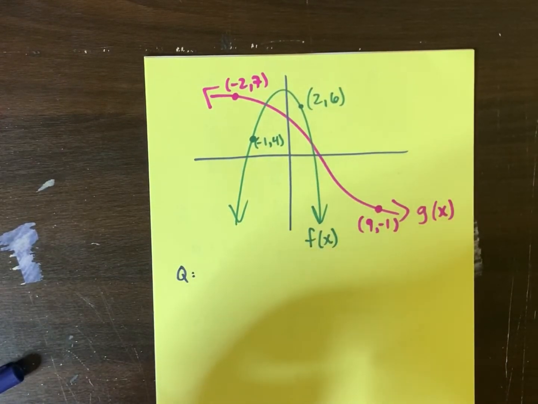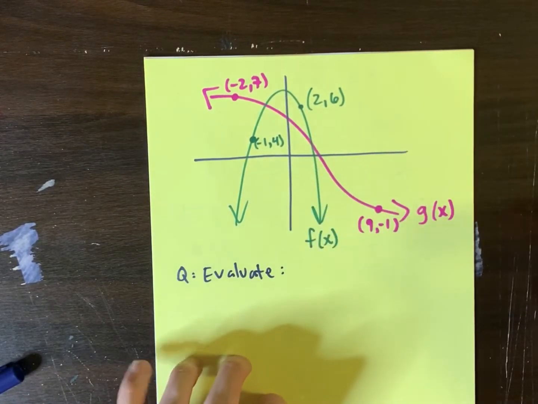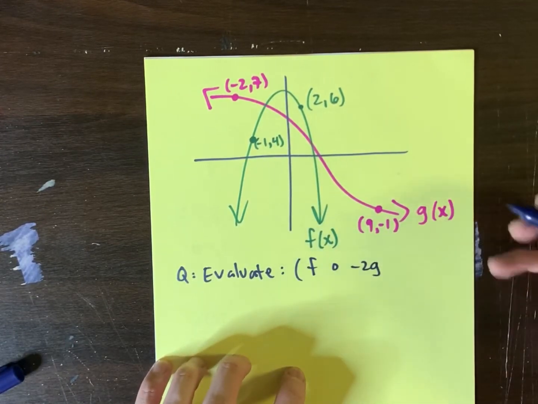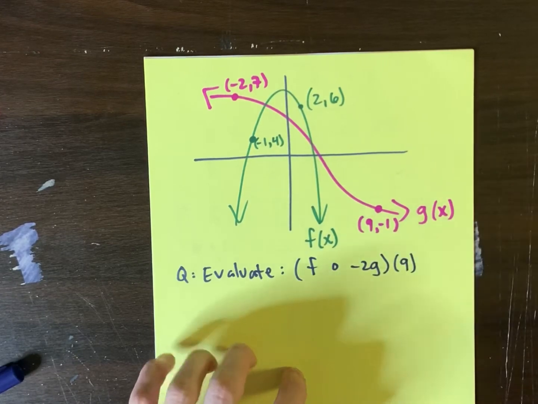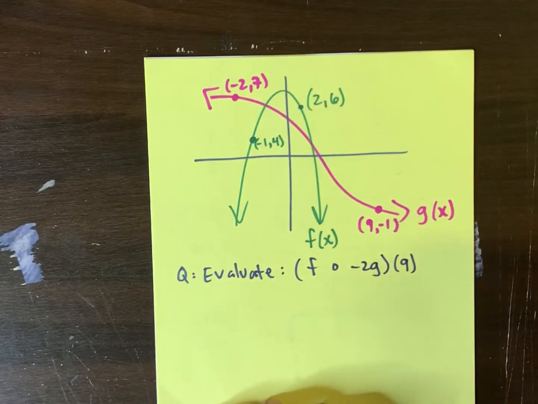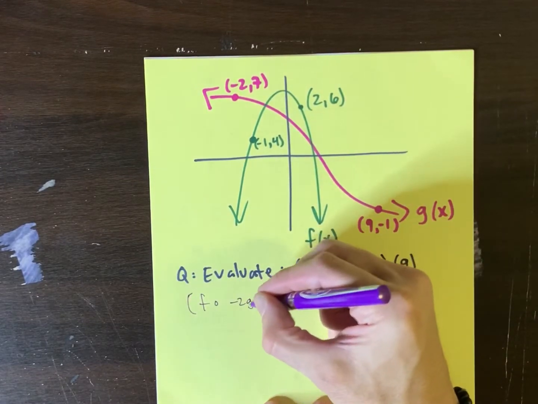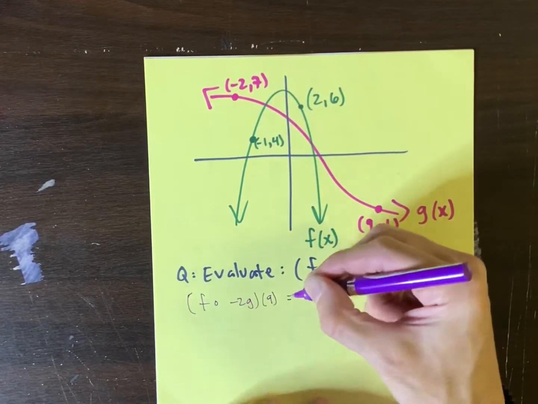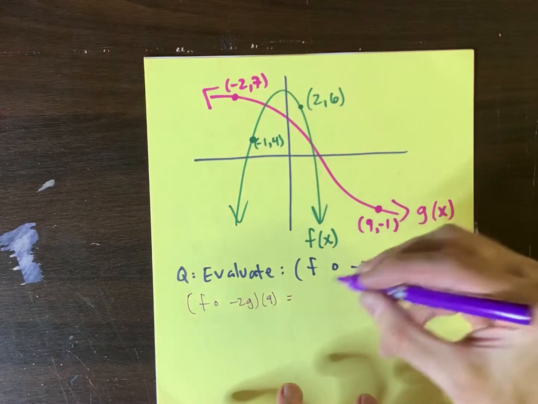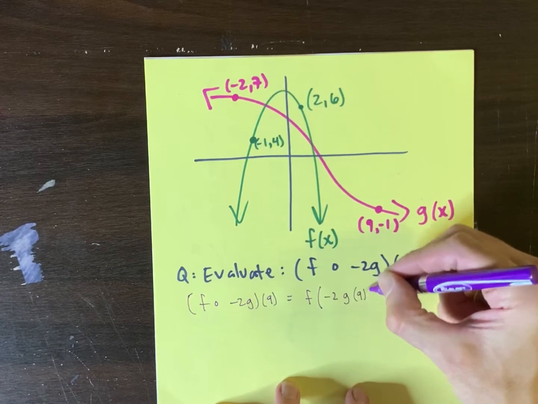I want you to tell me the value of, so they'll say something like evaluate, (f∘(-2g))(9). So right away, let me write this down again. And let me just use a pen. Sharpie is a bit bold. F composed with negative 2g at 9. So by our definitions, which were these ones here, if I apply these facts, this can be rewritten as f(9)·(-2g(9)).